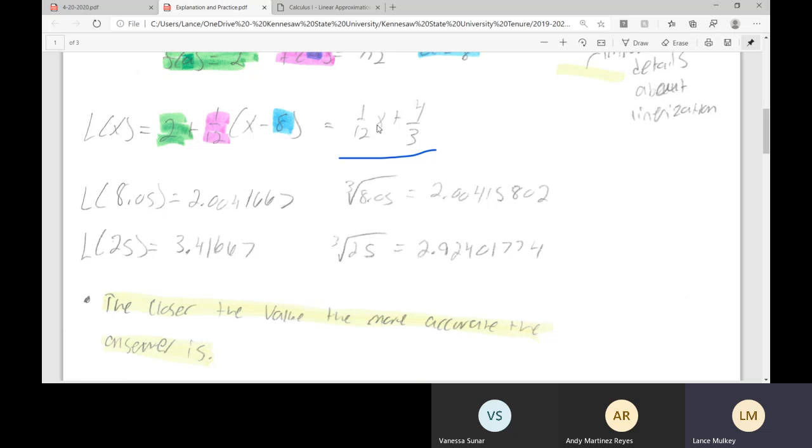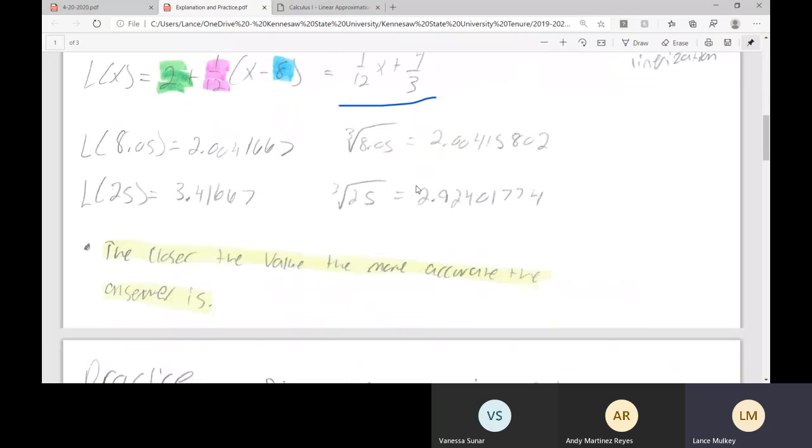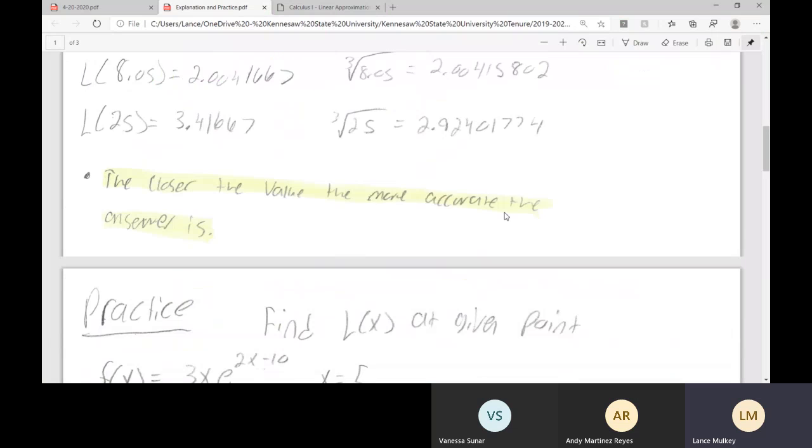So if you plug in 8.05 to this equation, you get this. If you plug the cube root of 8.05 into the calculator, you get this, and they're very similar because they're close to each other. But if you plug in 25 to this equation and the cube root of 25, they're not close because of this graph. It's less accurate. So the farther away you are, the less accurate it is. Make sense? Yes.